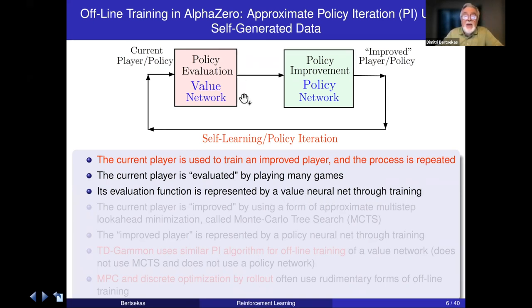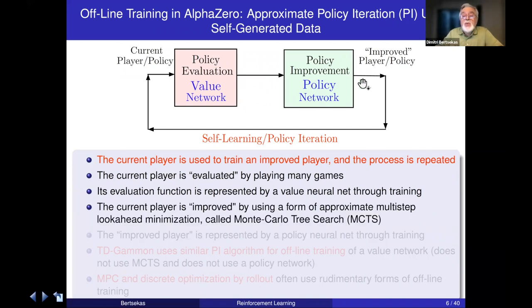So after we have this policy evaluation, we use it in a policy improvement operation to generate a new player. And this policy improvement operation uses some form of multi-step look-ahead minimization, like the one I had in the previous slide, except in AlphaZero, somewhat peculiarly, it's an approximate version called Monte Carlo tree search. And then the improved player is again represented by a policy network through training. And it takes the place of the current player, and this loop is continued for as long as is necessary. There are also some nuances in all this, and we're going to get into that over time, but this is the basic picture.